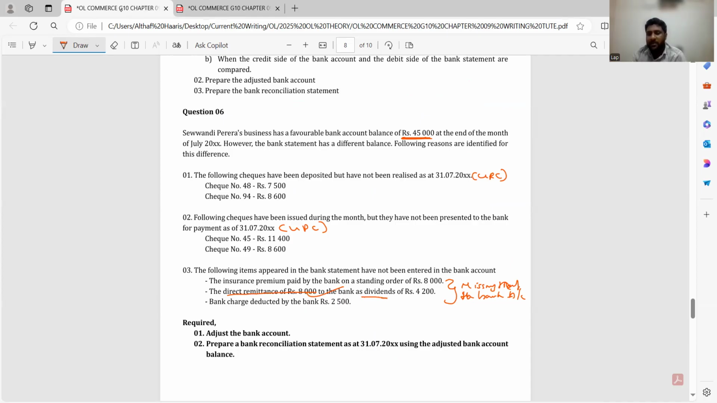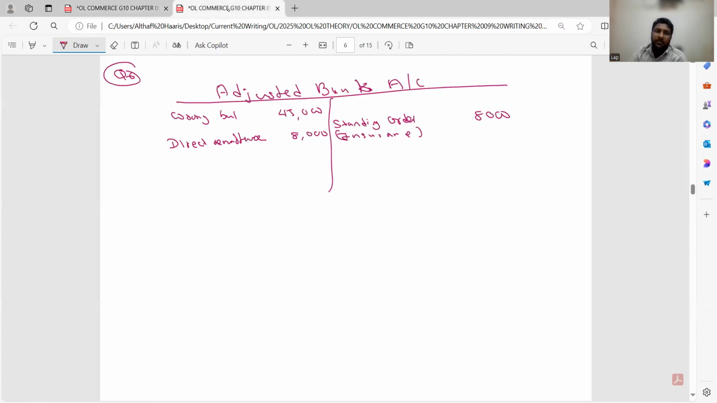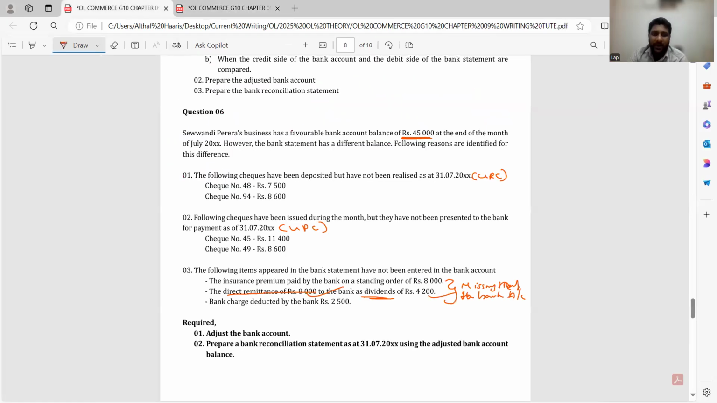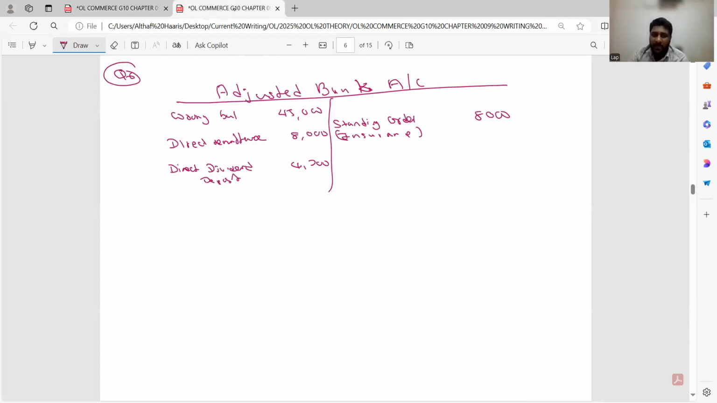There is also a direct remittance of dividends. That means I have invested in a company, and that company has directly put the dividend into the bank. Direct dividend deposit. How much is that? 4,200, because these things will increase my balance, people. Bank charges will reduce my balance. Bank charges, 2,500.